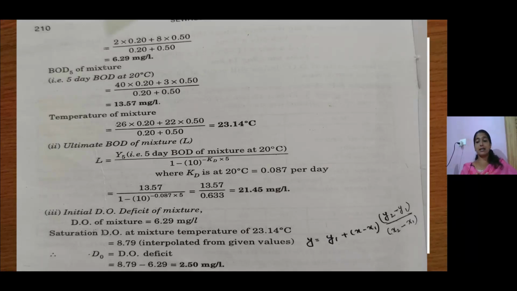The interpolation equation is written in the slide itself. Y is equal to y1 plus x minus x1 into y2 minus y1 divided by x2 minus x1. Here the x value is 23.14, that is our temperature, and x1 is our initial temperature, then x2 the final interpolation temperature. Then corresponding values of y1 and y2, you get the value for y, that is the saturation DO at mixture temperature 23.14, that is 8.79. Then the dissolved oxygen deficit we get from the equation, that is 8.79 is the saturation DO and 6.29 is the dissolved oxygen concentration of the mixture.